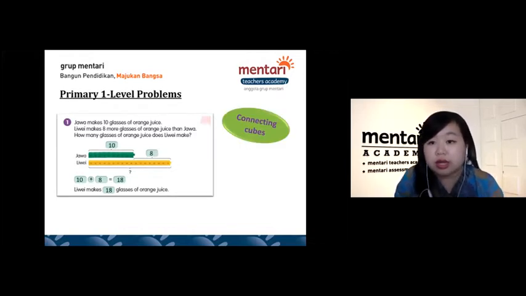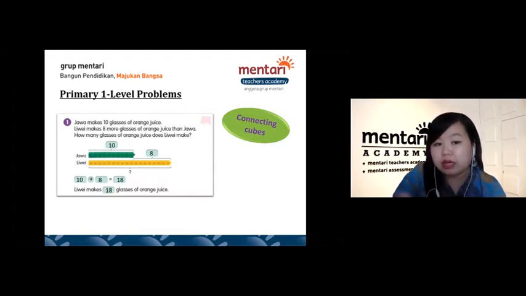So then here you can guide your students for the practice. Okay, Jawa makes 10 glasses of orange juice, and then guide the students to fill out the blanks with the appropriate amount. So 10 plus 8 equals 18, and Liwei makes 18 glasses of orange juice. So that's really basic, but those are some of the main ideas behind representing your problem. So use something as simple as connecting cubes.